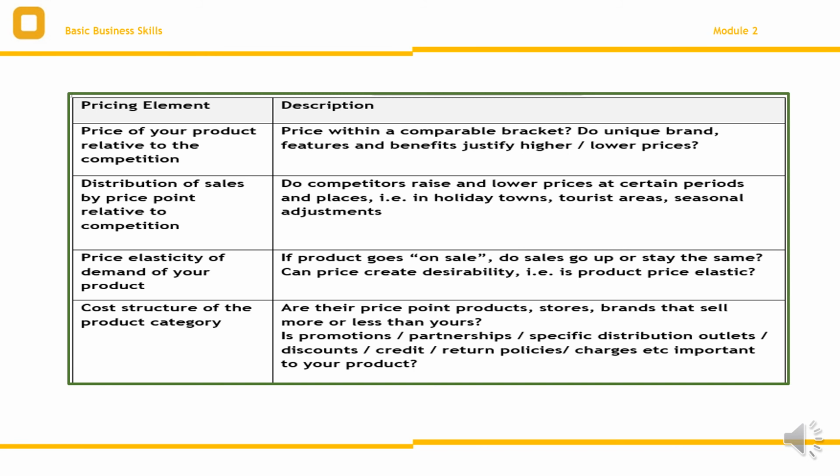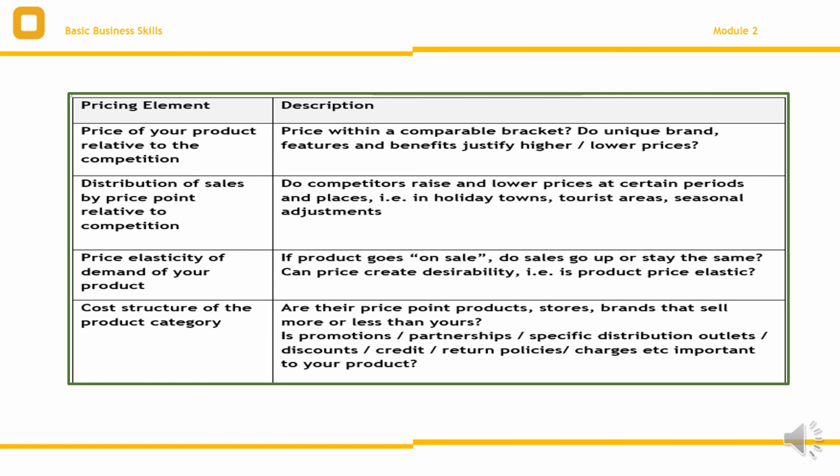So you must look at, do you offer a unique brand? Does your product have unique features to justify the higher or lower price? So you must compare competitor pricing with your pricing. You must also look at the distribution of sales by price point to your relative competition. So look at, do your competitors raise or lower the price at certain periods, at certain seasons, in certain holiday towns, in certain tourist attractions, so that you are also able to adjust your pricing of your product appropriately.